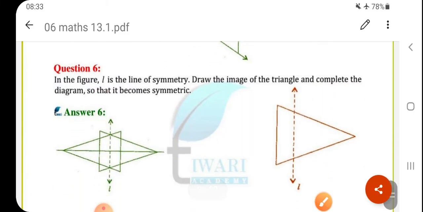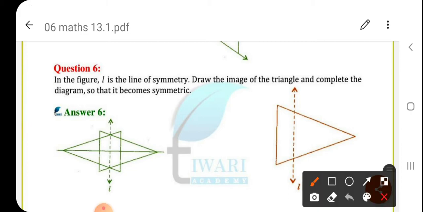Question number 6. In the figure, L is the line of symmetry. Draw the image of the triangle and complete the diagram so that it becomes symmetrical. So here, this is a triangle. You have to complete it. So you have to draw the symmetrical part. You have to complete this figure so that it becomes symmetric.